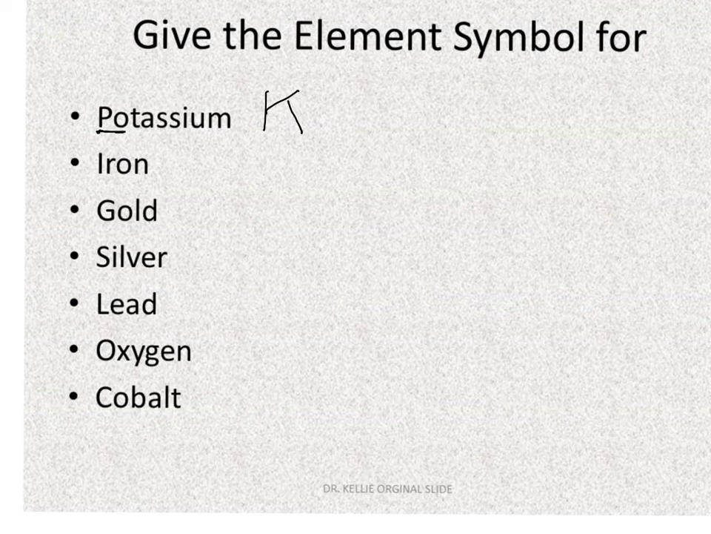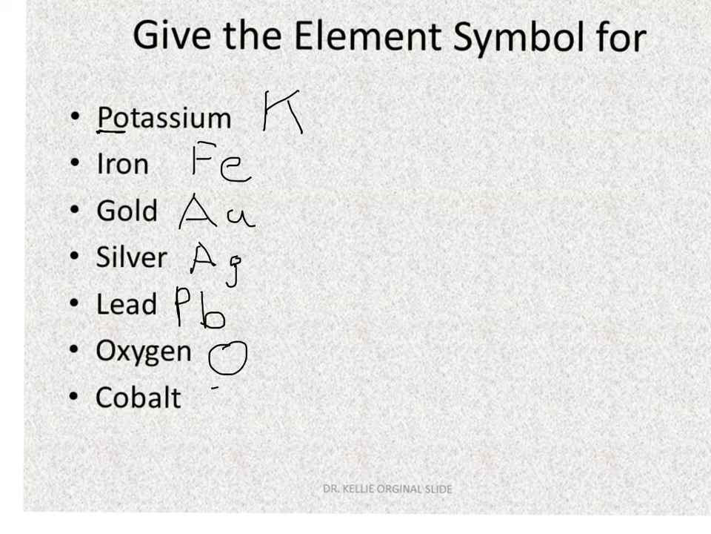But at any rate, then we have iron. We've already discussed that's an unusual one. Why the giant was so interested in iron, I don't know. Fee, fi, fo, fum. Anyway. Gold, we talked about, as we did silver. Lead's another unusual one. Lead is actually capital P, lowercase b. Oxygen's O, and cobalt, Co.